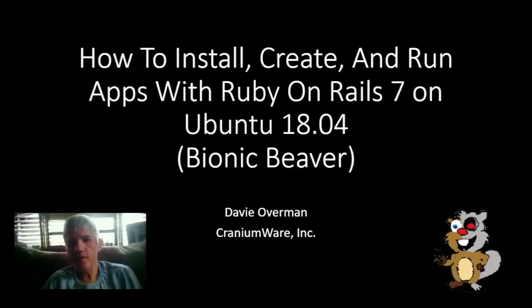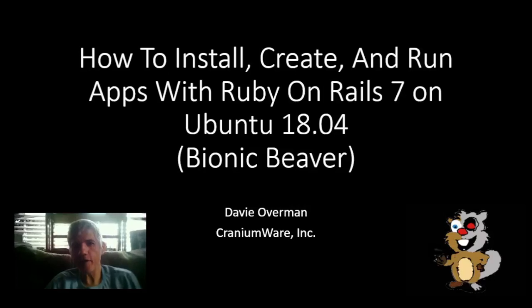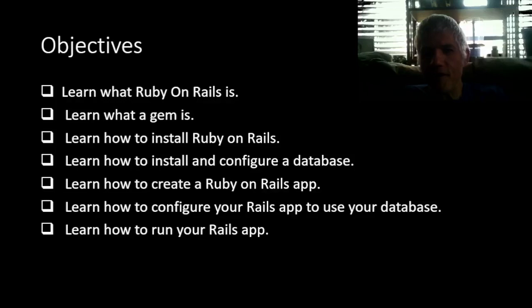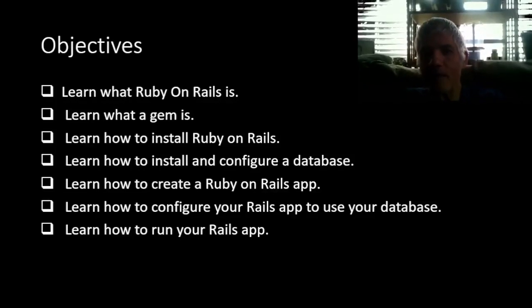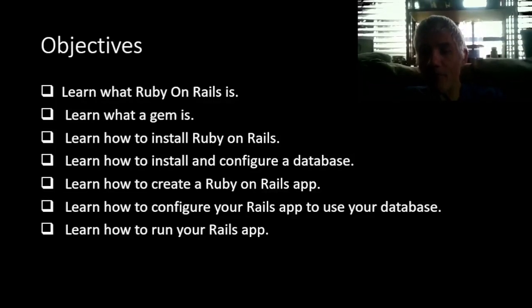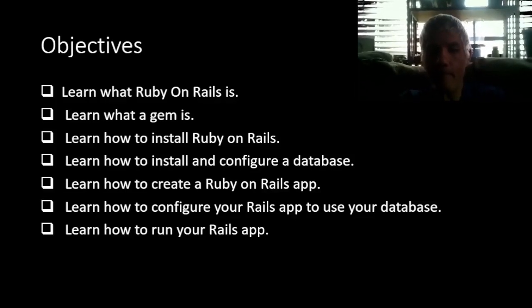Today we're going to discuss how to install, create, and run Rails 7 on Ubuntu 18.04, codenamed Bionic. Our objectives for today include discussing what Ruby on Rails is, what a gem is, how to install Ruby on Rails, how to install and configure a database, how to create a Ruby on Rails app, how to configure your Rails app to use the database, and finally, how to run the Rails app.